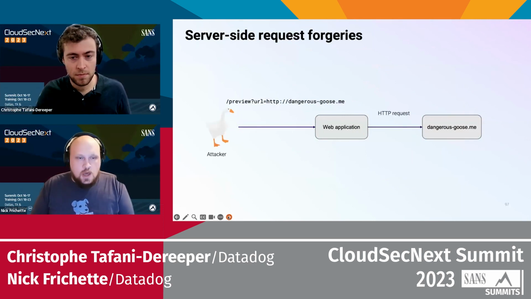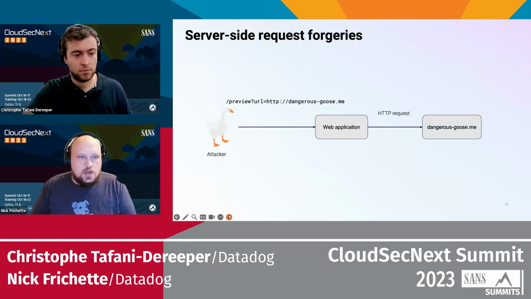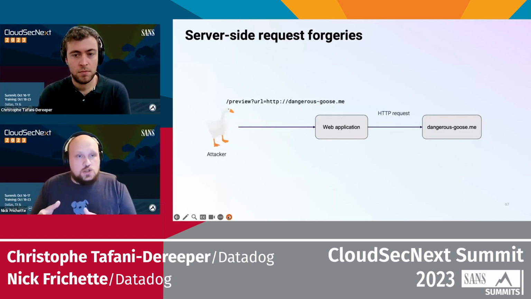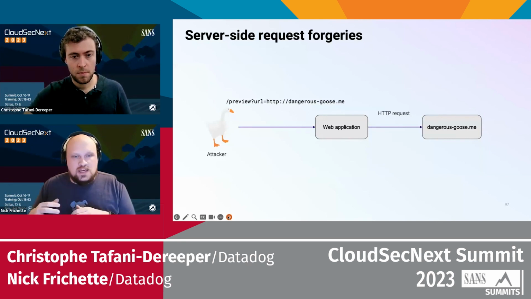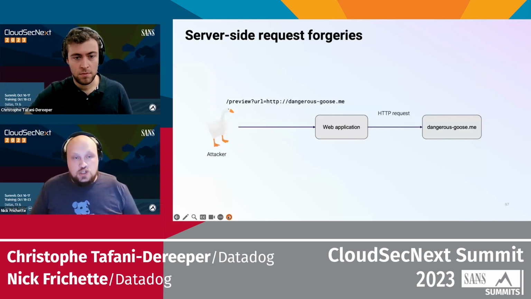Yeah, absolutely. So there are a couple of attacks that come to mind in this general setup. The most likely one that you're likely to run into is something called a server-side request forgery. This is a common web application vulnerability where we're able to coerce or convince a web application to make an outbound HTTP request on our behalf. So in the example diagram we have here, we're able to pass in a URL parameter for the dangerousgoose.me domain, and that allows us to make an outbound HTTP request and potentially get the results of it.